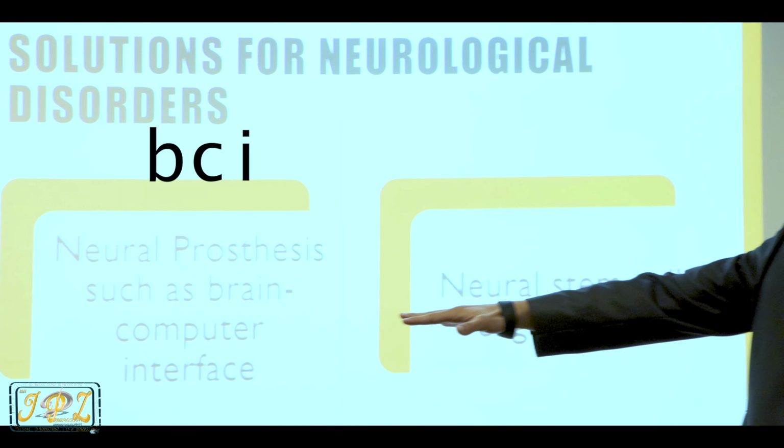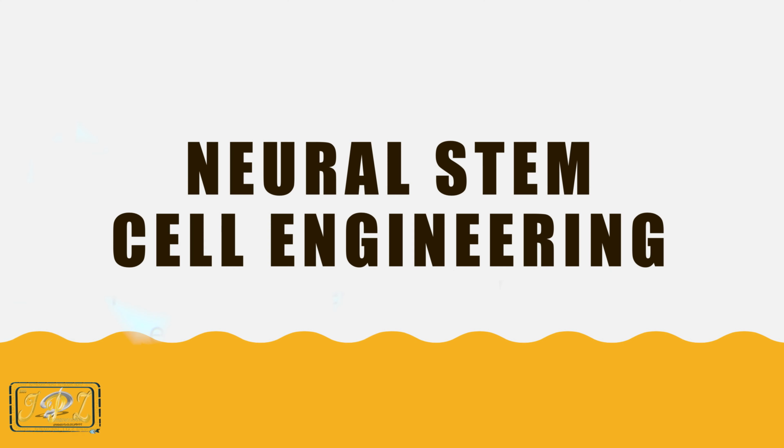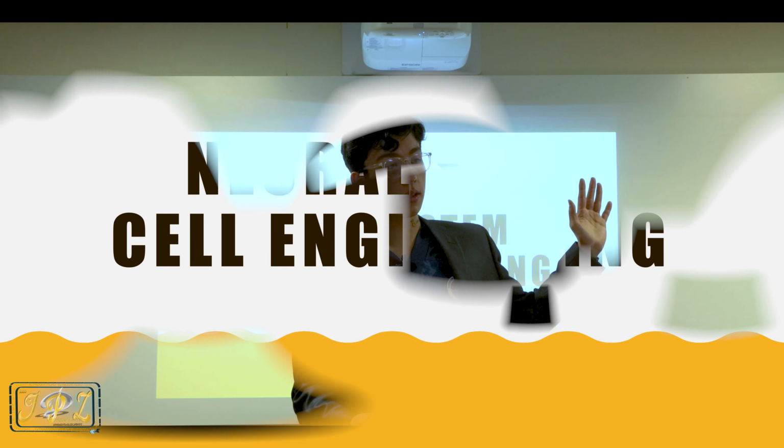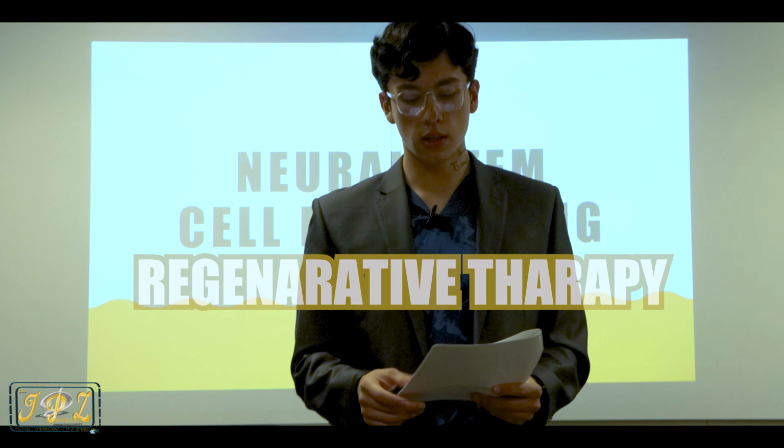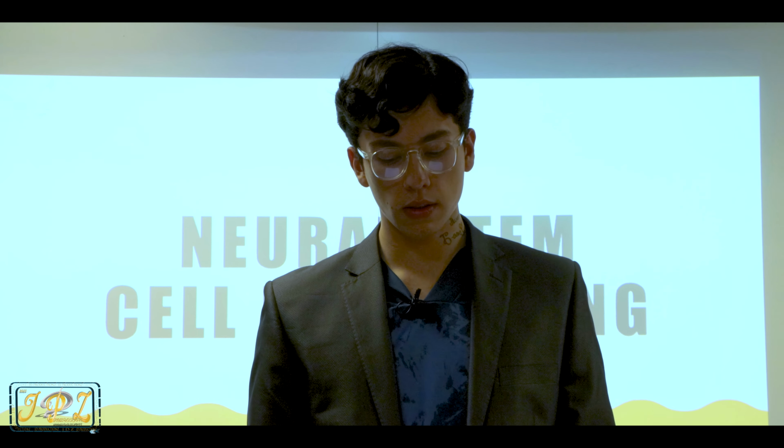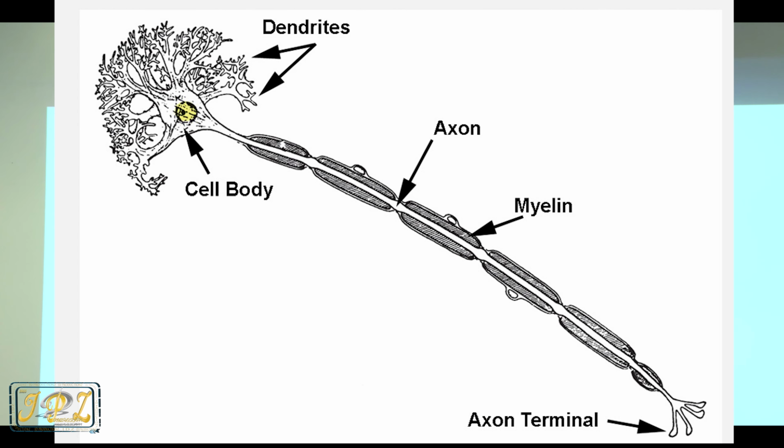We got BCIs here, and we got neural stem cell engineering. What is this? This is fundamentally done to people that undergo multiple sclerosis, and they go through regenerative therapy. The purpose of this is to restore myelin, which is part of the neuron that we saw earlier. Now we have the second, brain-computer interfaces, or BCIs.